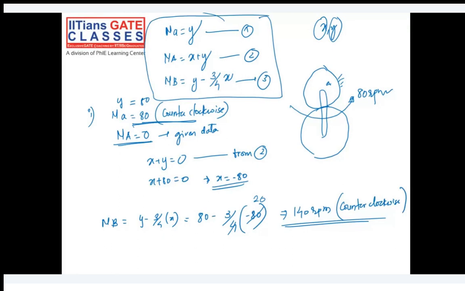I'll wait for 2 minutes. In the second question, what we have said is the gear A rotates, revolves at 240 rpm in clockwise direction. Okay, what is NB? What is the speed of the gear B? I'll wait for 2 minutes. Solve this.